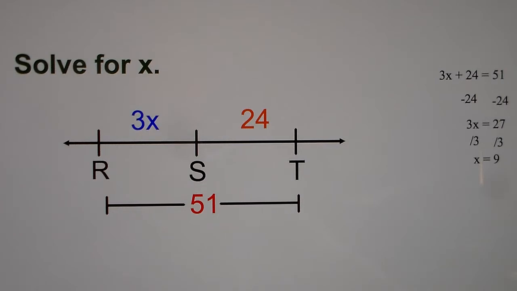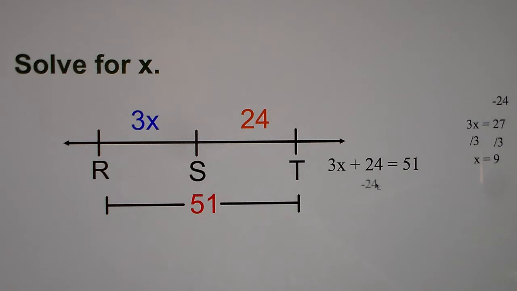Next up, we got 3x and 24 and 51 here. So RS is a length of 3x. ST is a length of 24. The whole length from R to T is 51. So the blue piece 3x plus the orange piece 24 is equal to the red piece 51. So we put an algebraic expression to it. We say 3x, that blue piece, plus the orange piece 24 is equal to the red piece 51.